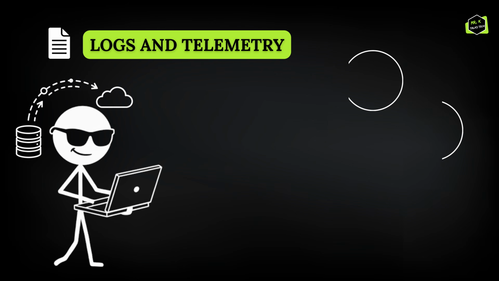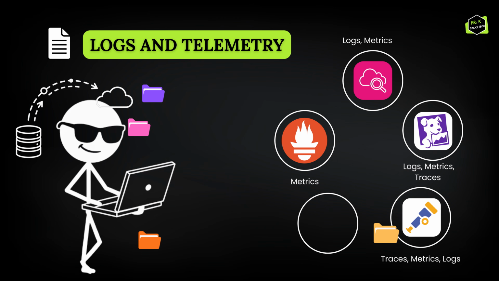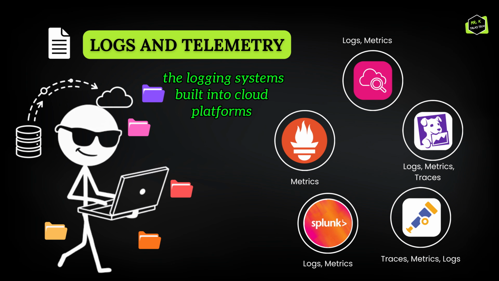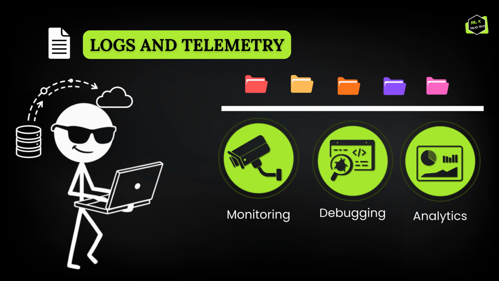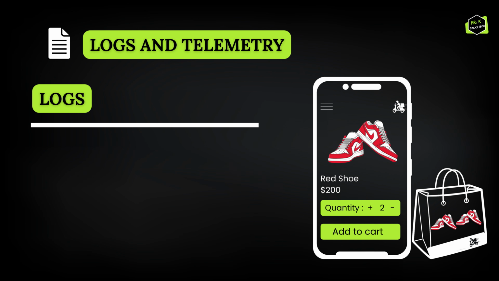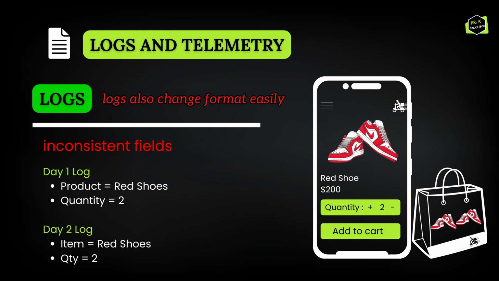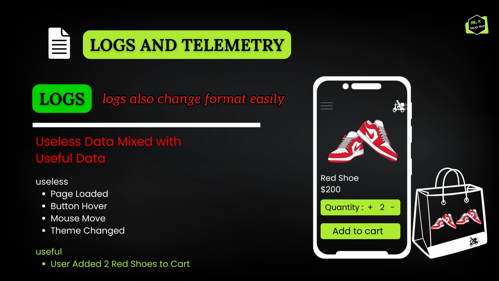Data engineers may collect this data from tools like CloudWatch, Datadog, Prometheus, OpenTelemetry, Splunk, or the logging systems built into cloud platforms. This data is useful for monitoring, debugging, and sometimes analytics, but it can be very high volume and very noisy. Logs also change format easily when developers update code. So if you depend on logs as a source, you need to be ready for inconsistent fields, missing values, and a lot of useless data mixed with useful signals.